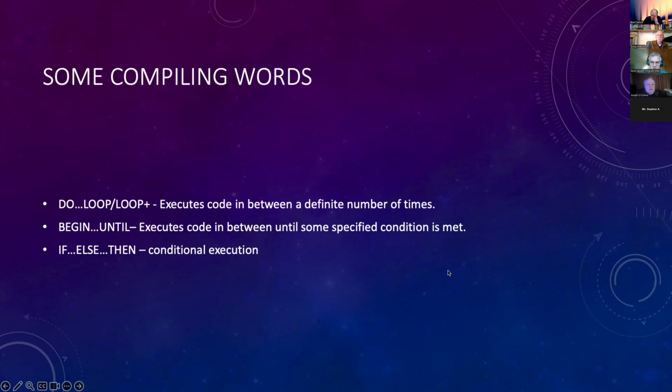Some compiling word examples: do loop and loop plus execute code in between a definite number of times. Begin until executes code in between until some specified condition is met. If, else, and then are conditional execution.